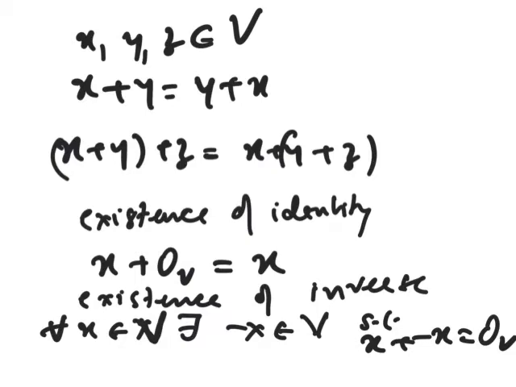Now you need other properties, right? There is something else also. We have only looked at one operation, which is vector addition. There is a scalar multiplication part also. So what all do you expect there?